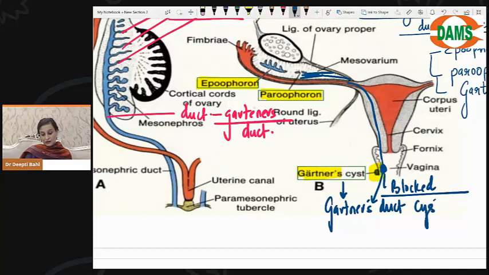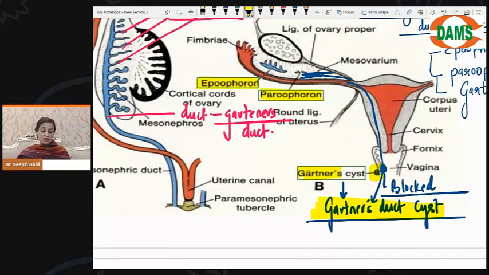So now we are first going to talk about the clinical relevance of knowing these structures. The clinical relevance is that these remnants sometimes in adult life can present as cysts. So Gartner's duct can present as Gartner's duct cyst.